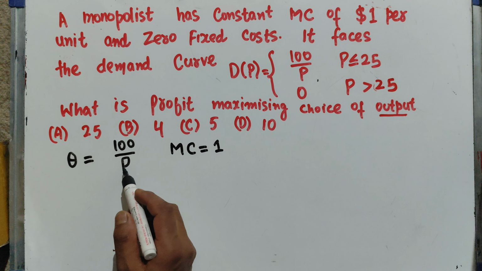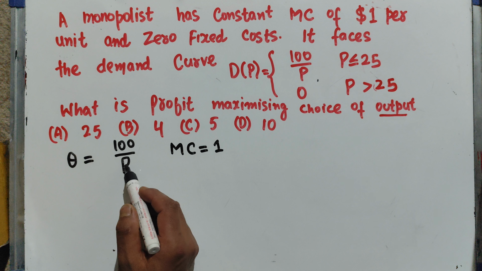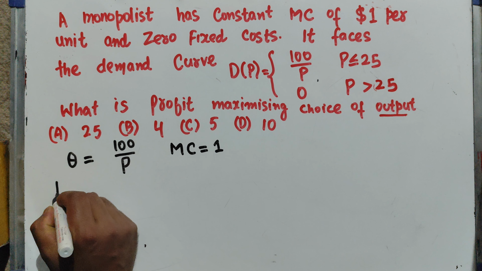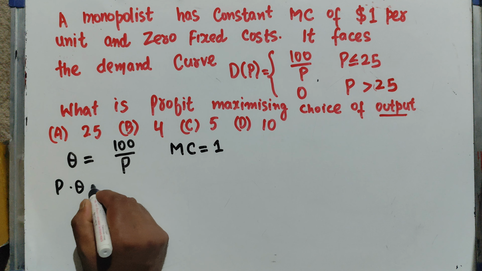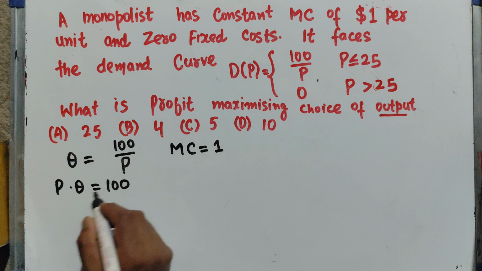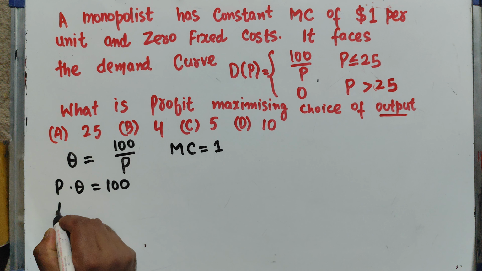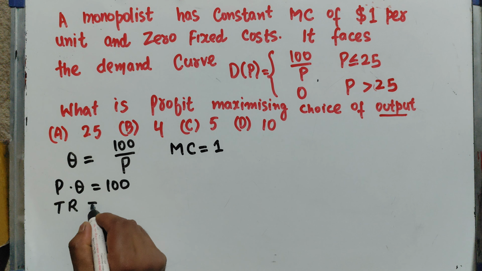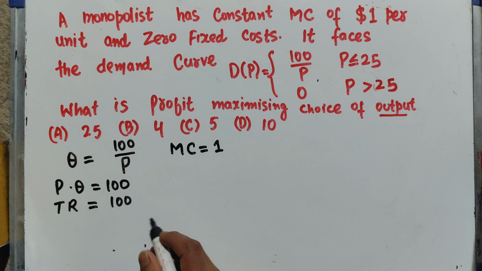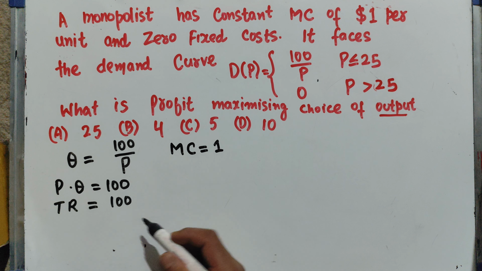Here you can see, if I transpose this P here, we have P into Q is equal to 100. So what is P into Q? It is actually the total revenue. That is, total revenue of the monopolist is 100. It does not change at all. It is constant here.